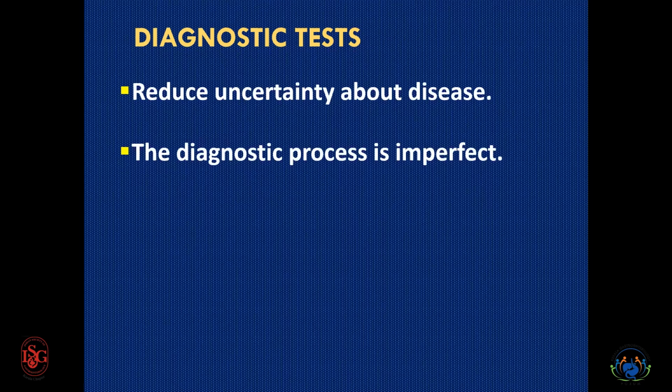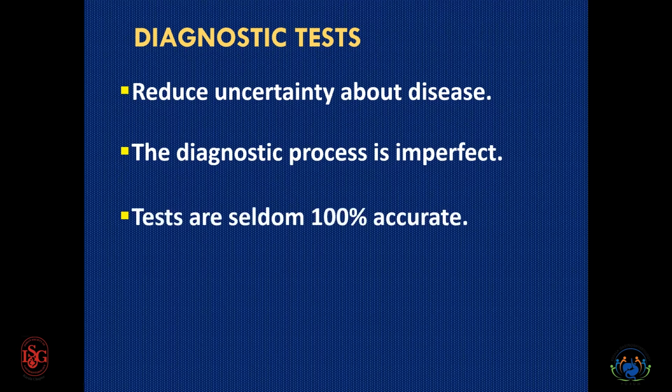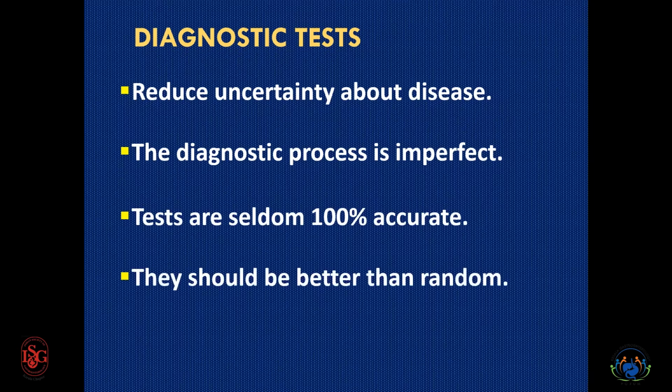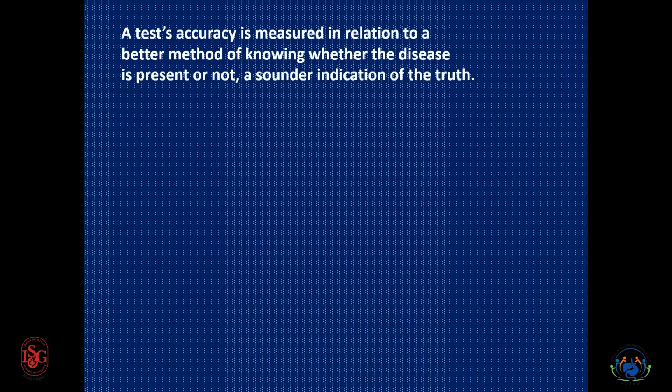But we should know that the diagnostic process is imperfect. Tests are seldom 100% accurate, and they should be better than random. They should be better than just tossing a coin and telling whether a person has disease or cancer or not. So they should be better than random, and they are seldom 100% accurate. But how do we know the accuracy of a diagnostic test?